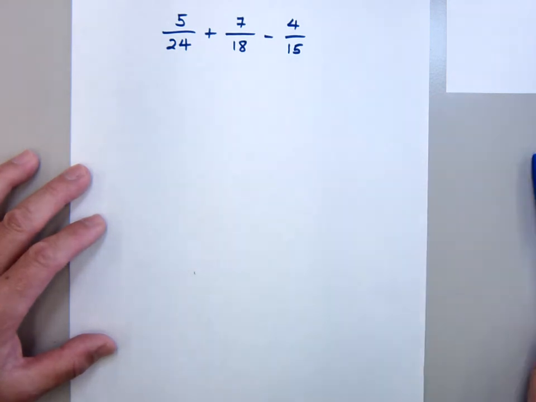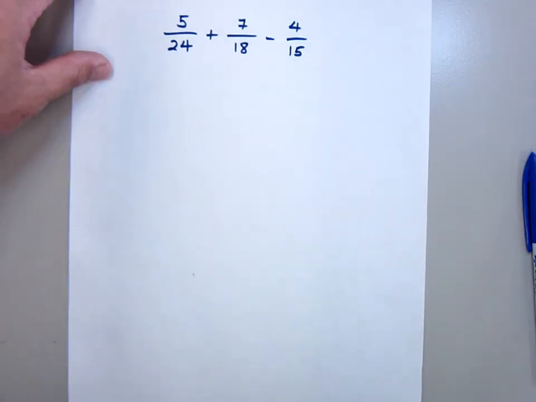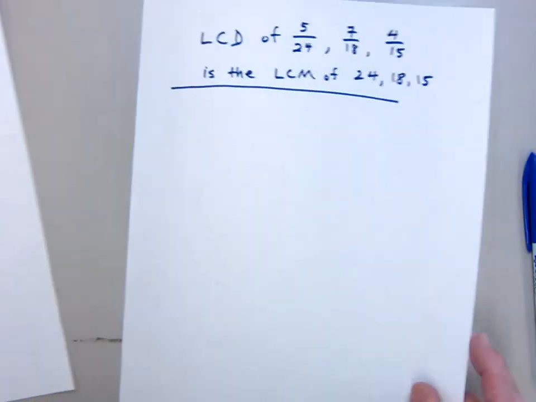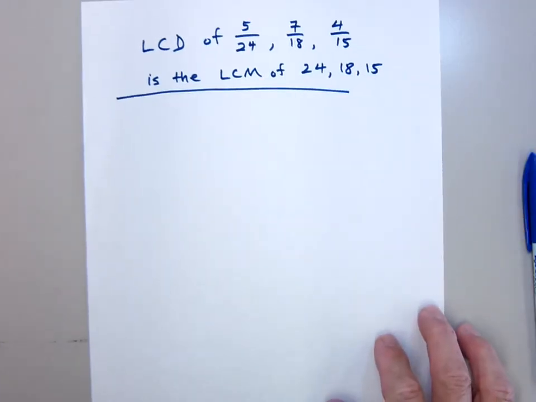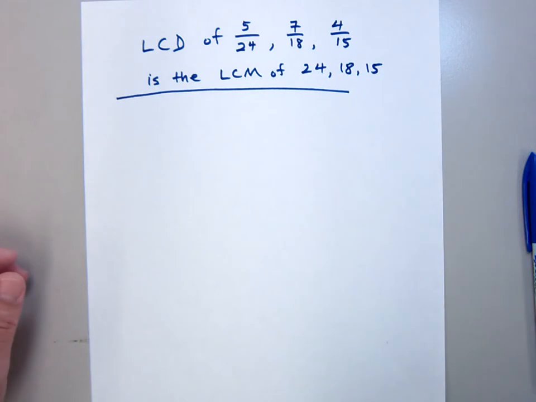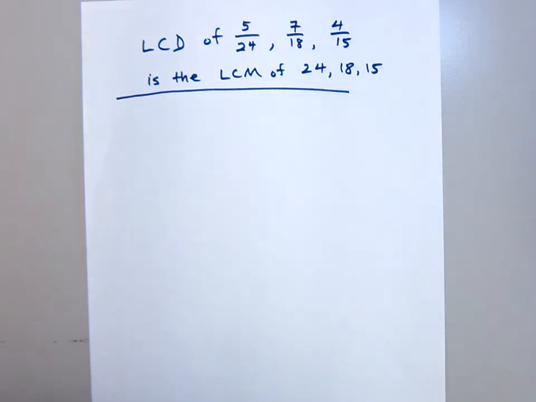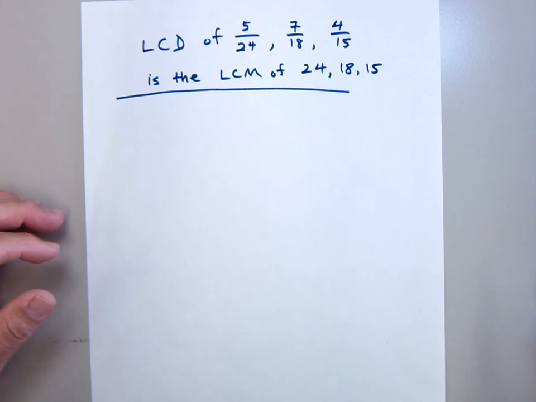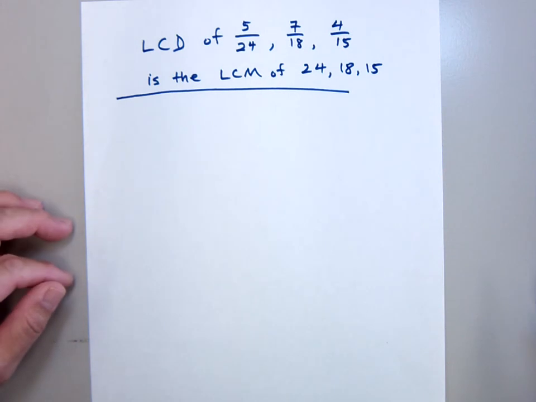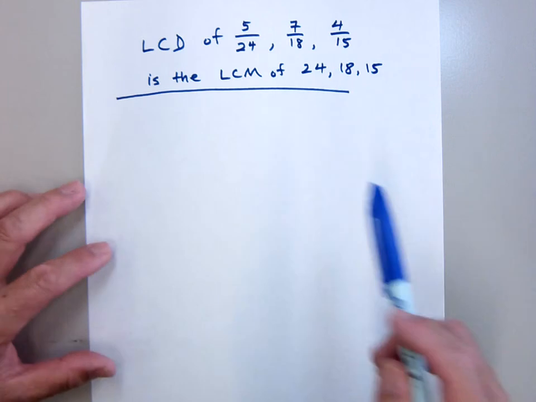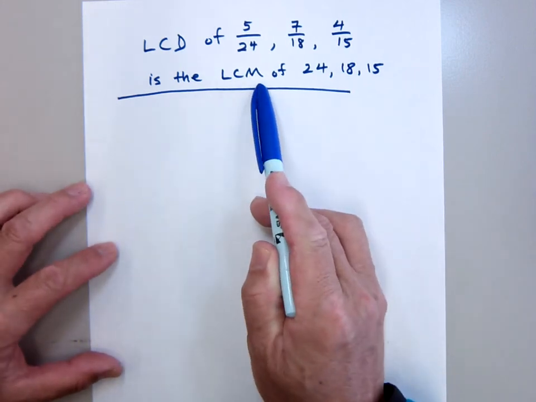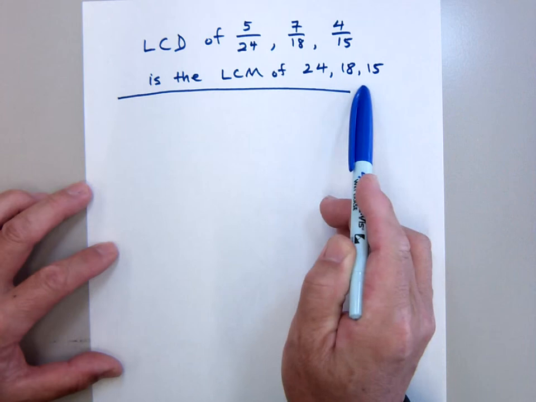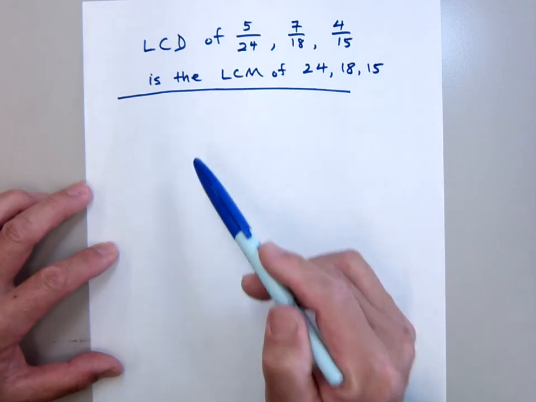So let's look at how to find the least common denominator, or we call that LCD, of these three. So I'm going to revert to another sheet and we're going to come back to this. Same fractions, and as you can see, it says that the LCD of those three is the LCM. LCM stands for least common multiple of the three denominators, and that's no trivial matter.